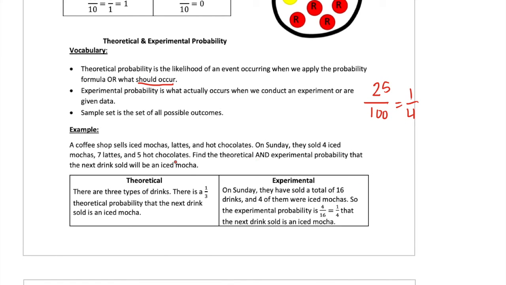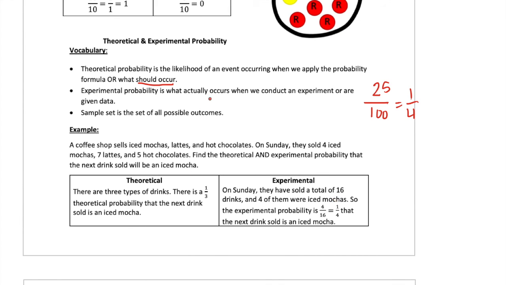So for an example, we have a coffee shop sells iced mochas, lattes, and hot chocolates. On Sunday, they sold 4 iced mochas, 7 lattes, and 5 hot chocolates. Find the theoretical and experimental probability that the next drink sold will be an iced mocha. So theoretically, there are only 3 types of drinks at this coffee shop. So there's a 1 out of 3 chance that the next drink sold will be an iced mocha because there's 3 drinks in total, and only one of those is what we want. We want an iced mocha, so 1 out of 3 chance.